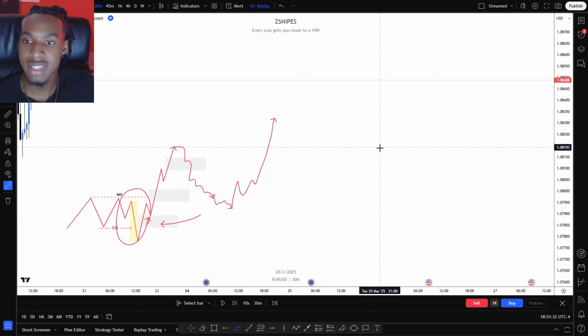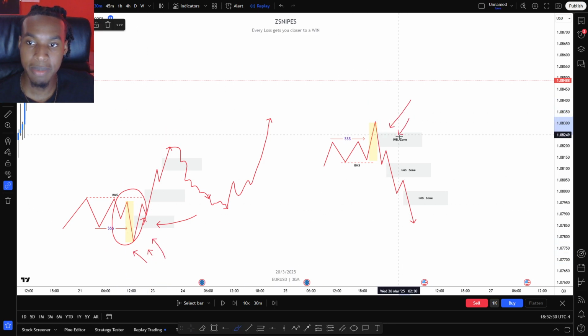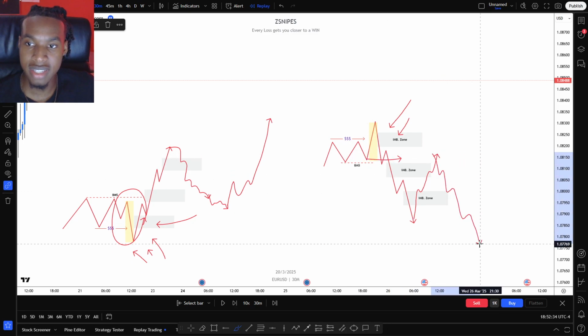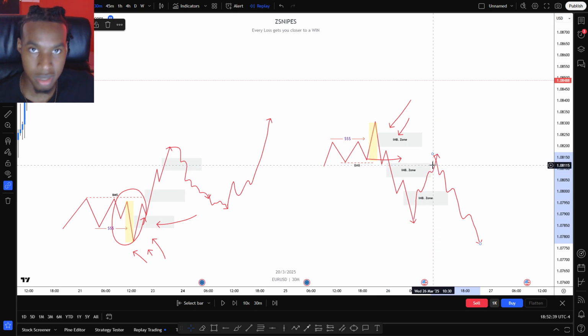Here is a selling scenario. So this is a demand zone scenario, and this is a supply zone scenario. You're going to look for the market to come back, mitigate that area, and to continue lower, just like that, right? Filling imbalances, coming back like that.